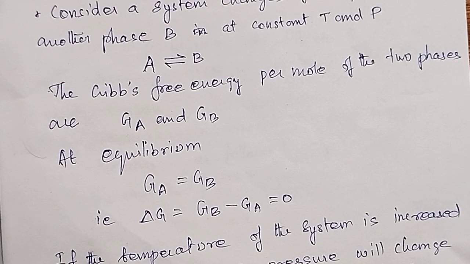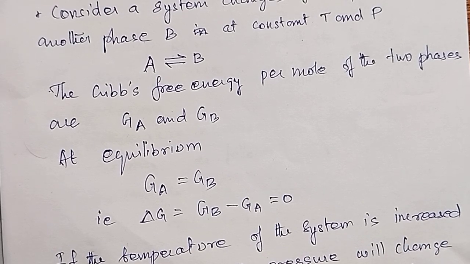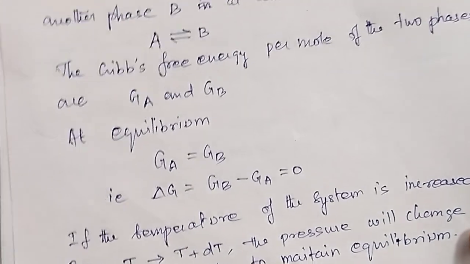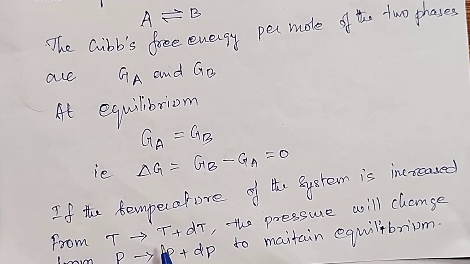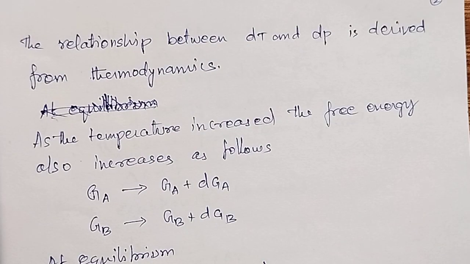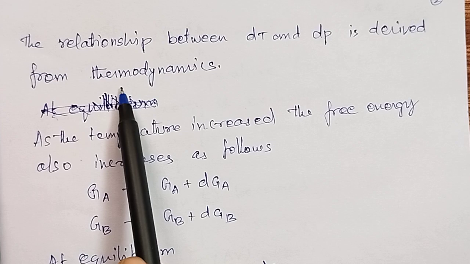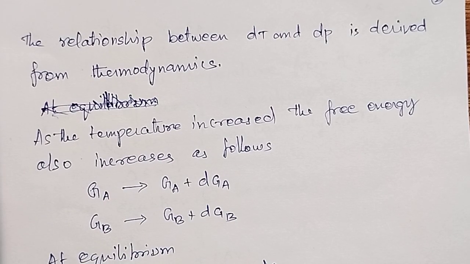Now, we are going to increase the temperature of the system. For example, let us increase the temperature from T to T plus dT. The pressure therefore will change from P to P plus dP. This is the change of pressure needed to maintain the equilibrium. In this case, the relationship between dT and dP is derived from thermodynamics. Let us derive that relationship.